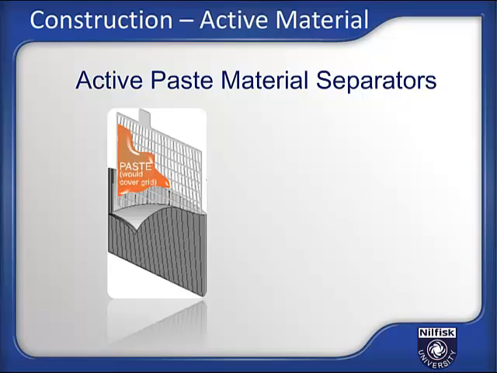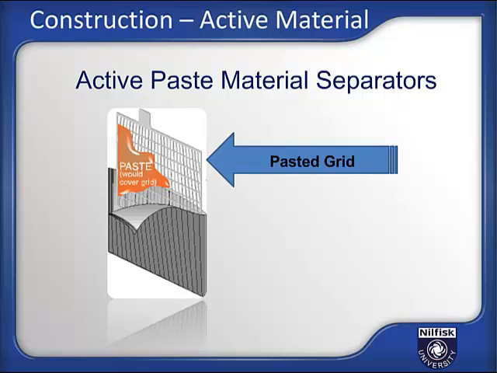In this diagram that's showing you a grid, the actual pasted grid is represented in the light gray. The orange represents your active material. And then this dark gray material at the bottom here is representing what your separator might look like. Again, the separator is going to cover the entire plate, but for the purpose of this diagram, we've used a cutaway.